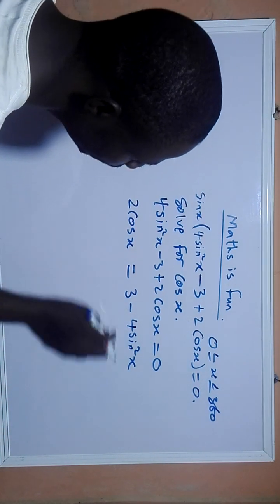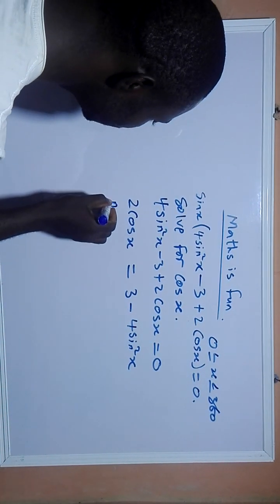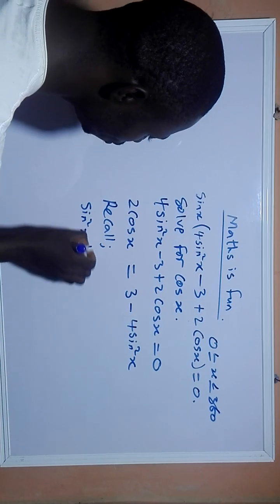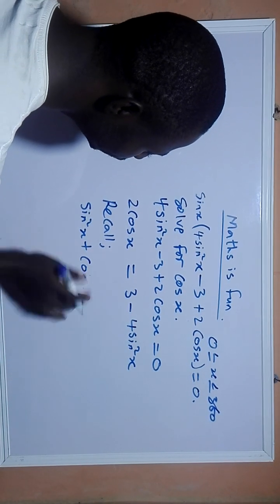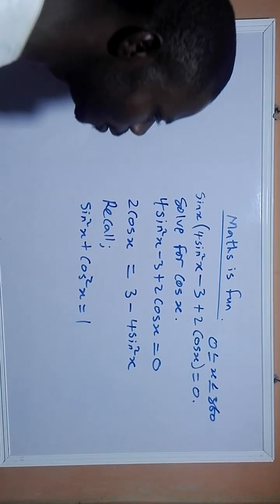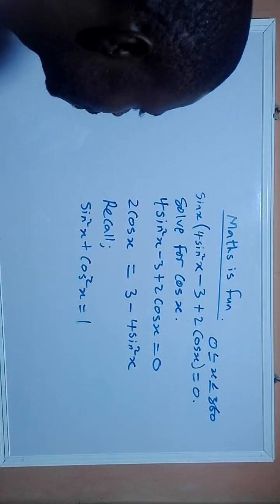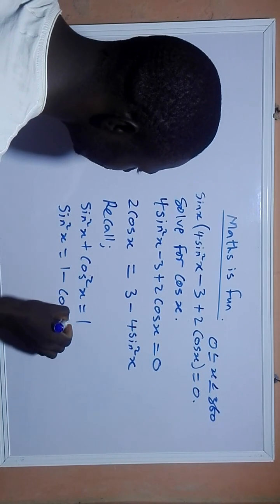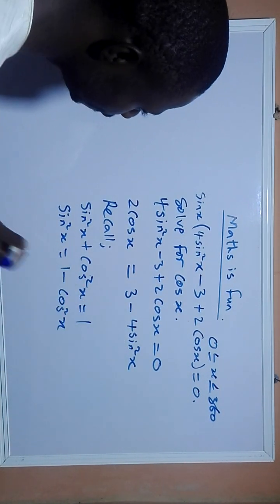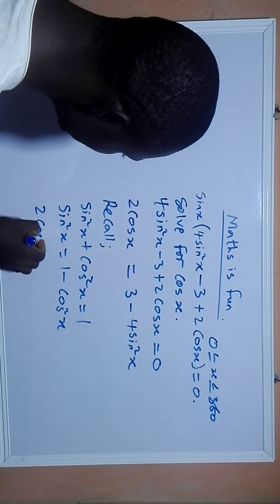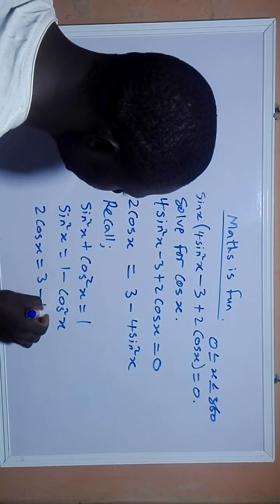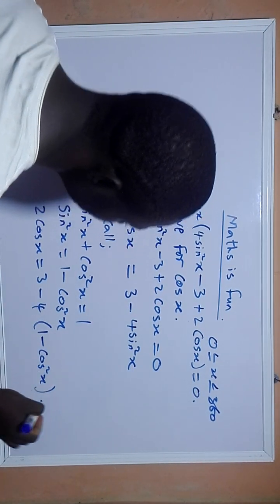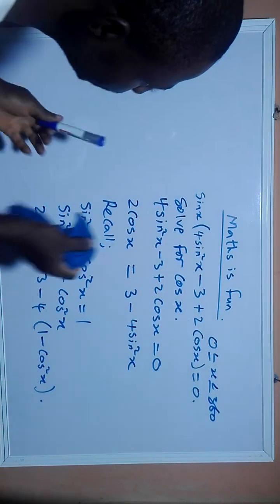But before we proceed, you have to remember one thing: sine square x plus cos square x will give you 1. And now we need sine square, meaning sine square x will be 1 minus cos square x. So we replace this with this from here. So we now say 2 cos x is equal to 3 minus 4 into bracket 1 minus cos square x. That's what we have. So now let's proceed from here.